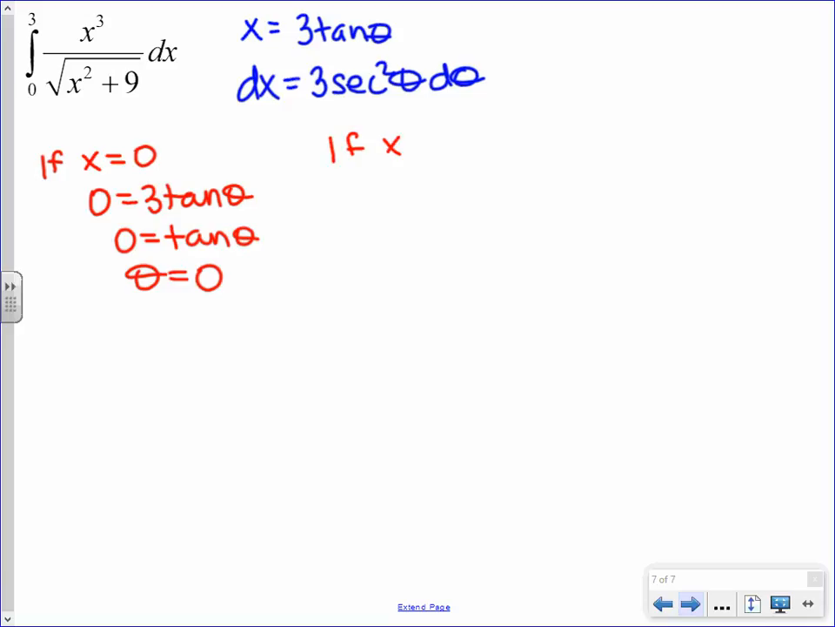If x equals 3, then 3 equals 3 tangent theta, which means 1 equals tangent of theta. We need the angle, which is pi over 4. Cosine and sine are radical 2 over 2. Yeah. Okay, we want the angle.